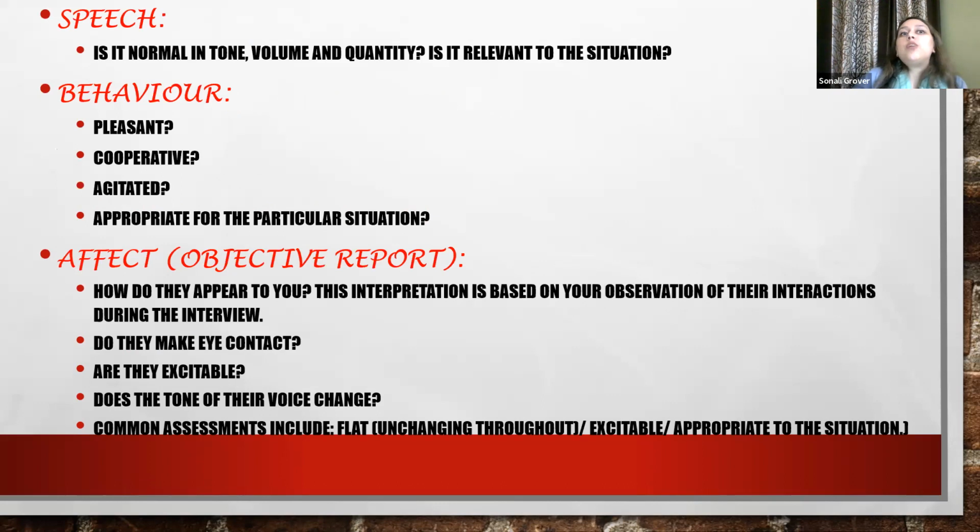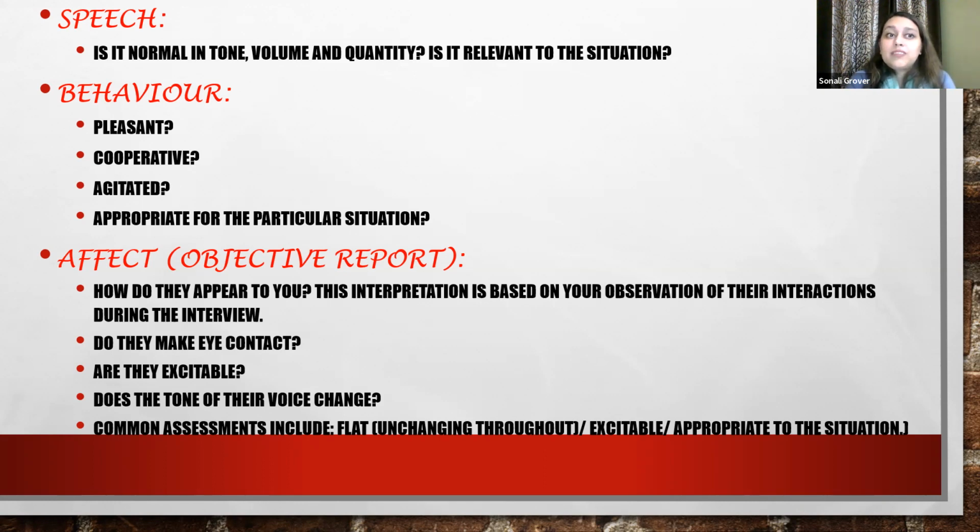Speech. Is it normal in tone, volume, quantity? A lot of clients speak very loudly. So those are what kind of speech they have. Maybe they have slurred speech. All of those things you have to take into account. Quickly write them down.